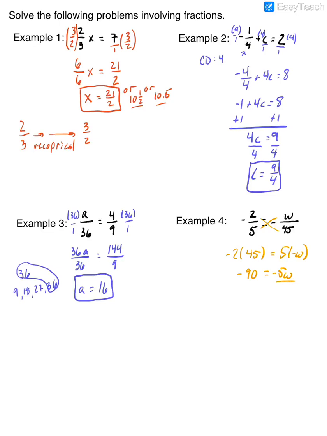And then it becomes a one-step problem after that. So dividing both sides by negative 5. So negative 90 divided by negative 5. Remember, that's going to be positive. And that'll be positive 18 equals w. And that's my answer. Okay?